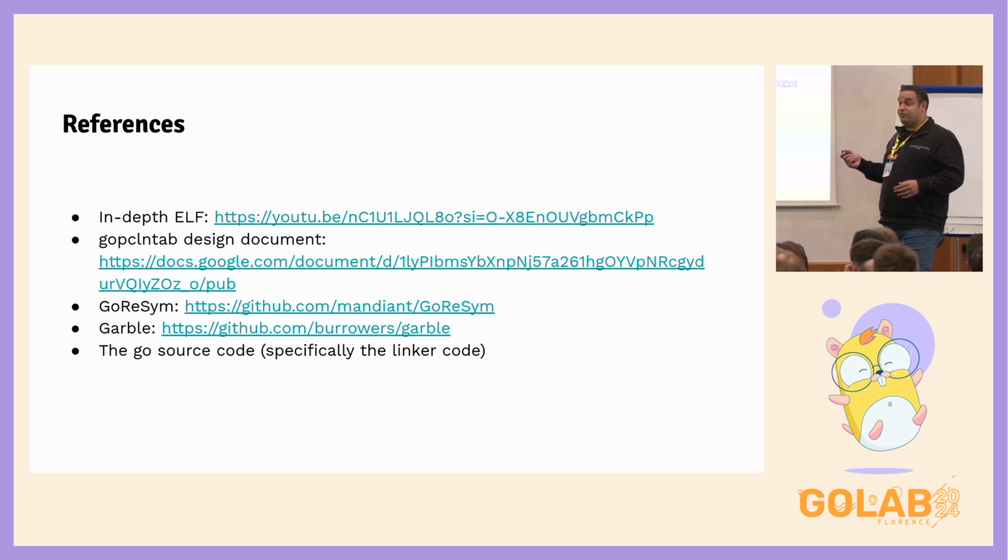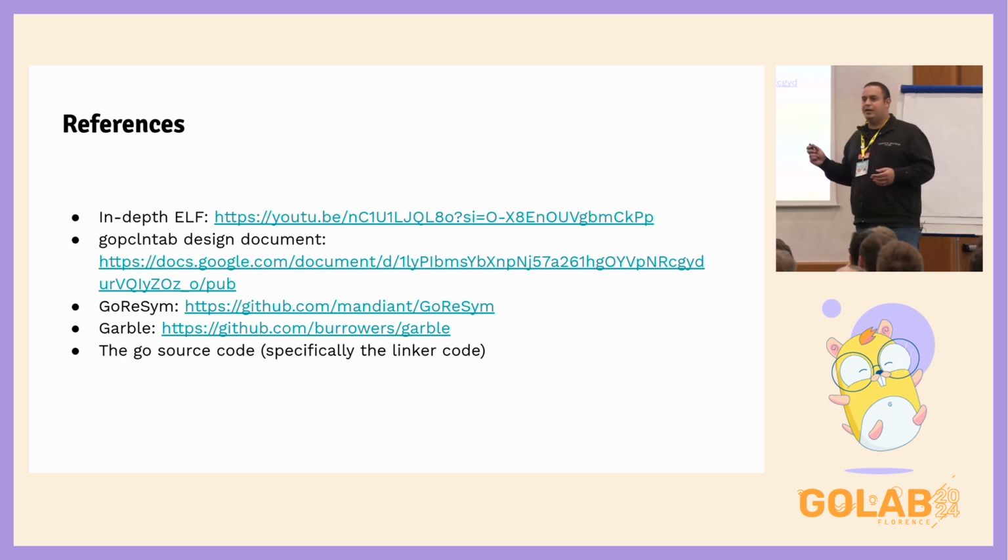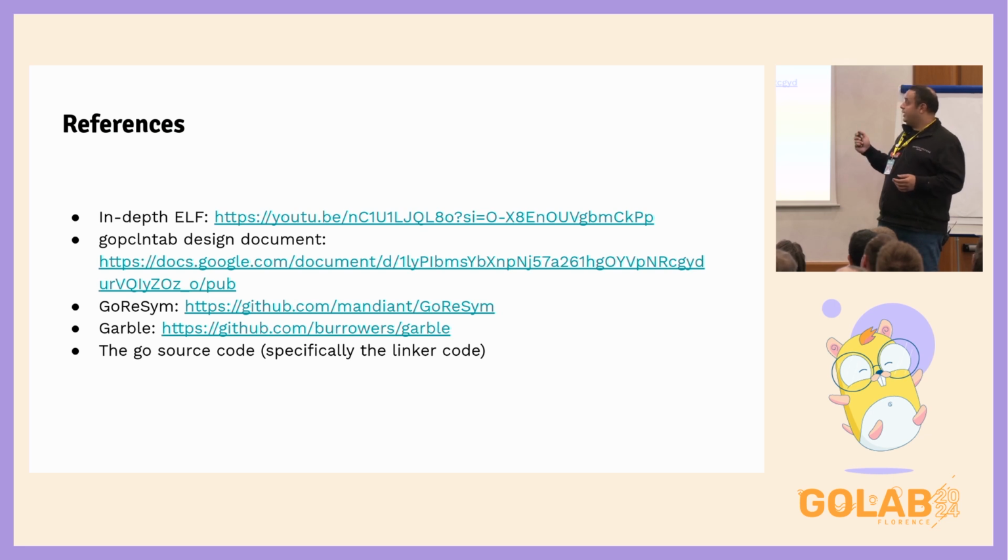Then another one that is interesting is Go Resym. It's a Go program that allows you to play around with the symbol tables and with the GoPCLN tab and other information that is inside the binaries. Garble, that's one that somebody mentioned to me today, and I want to include it here. It's a program that allows you to reduce the size and remove things from the GoPCLN tab and things like that.